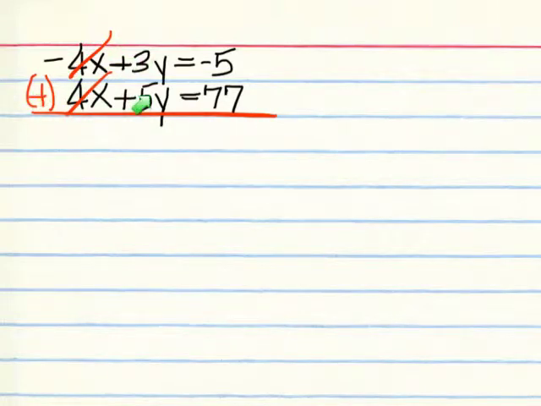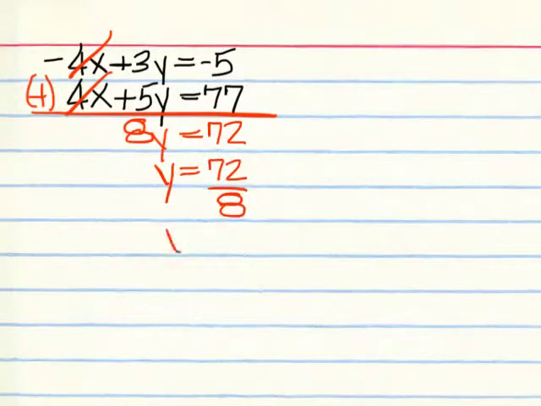3 plus 5 is 8. And then you have negative 5 plus 77. That would be a 72. 72 divided by 8 is 9.